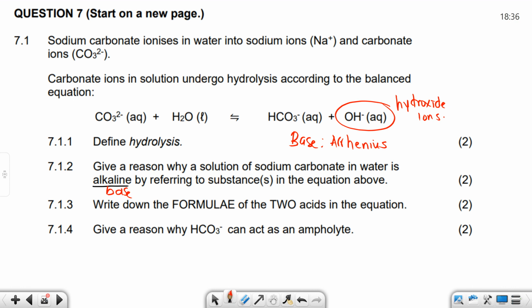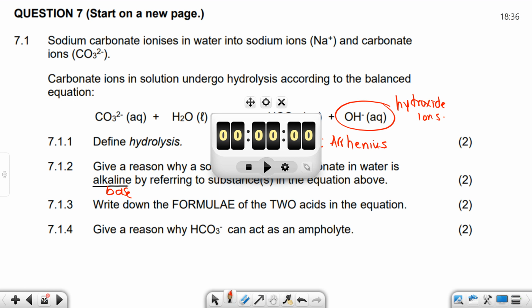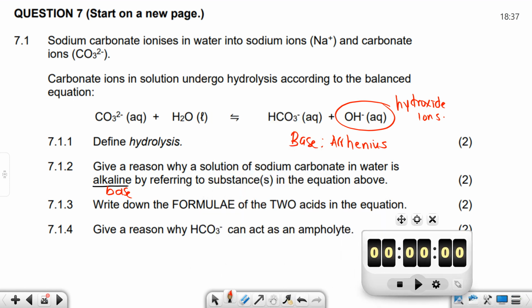All right, 7.1.3. Write down the formulae of the two acids in this equation. 60 seconds. Two acids in this. It's basically you're looking for conjugates, and then you can get it from there. Already I've given you extra time.